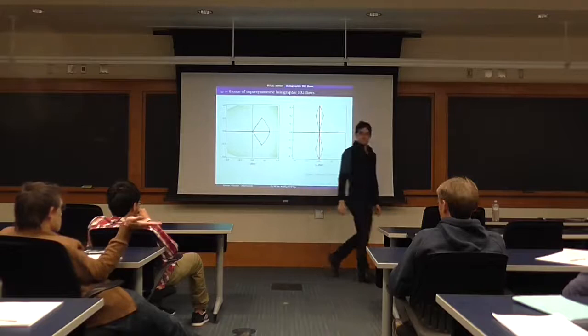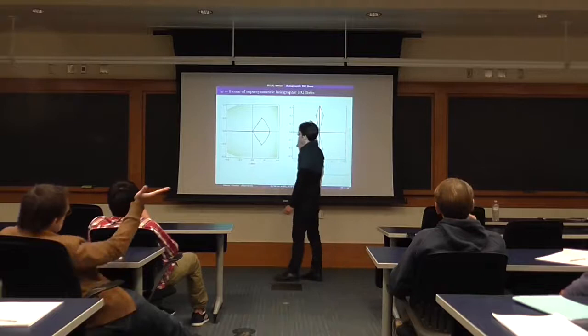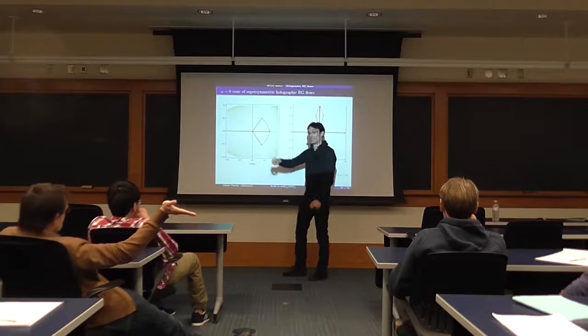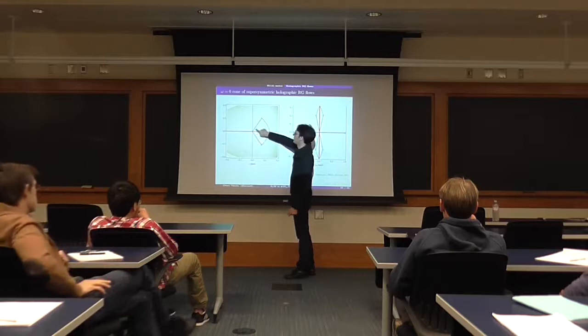And if I go in the tilted direction, this deformation breaks me to N=1 explicitly, and then back to N=2? That's it. Yes, that's right. This direct flow is N=2, yeah. But a generic flow here is N=1.